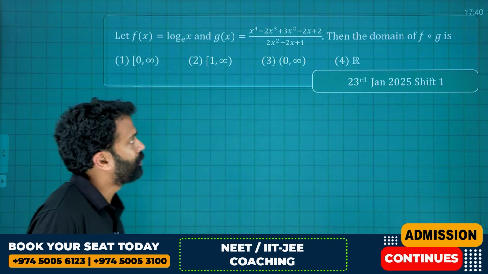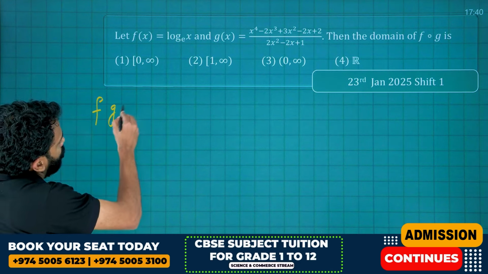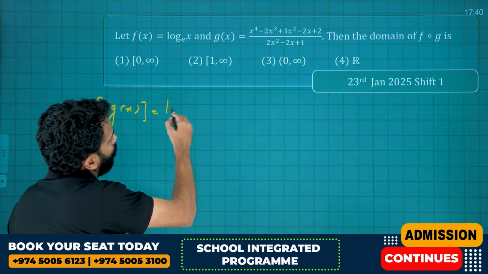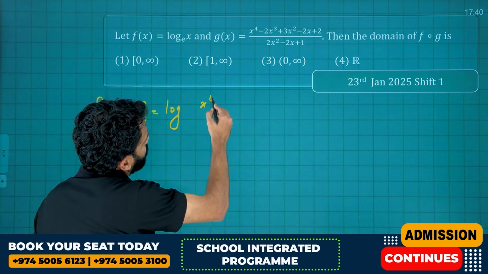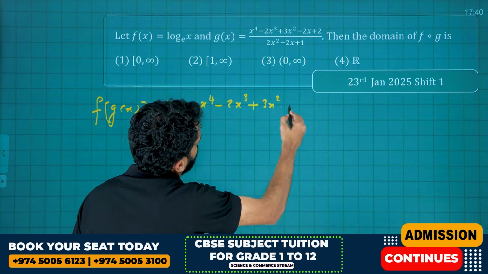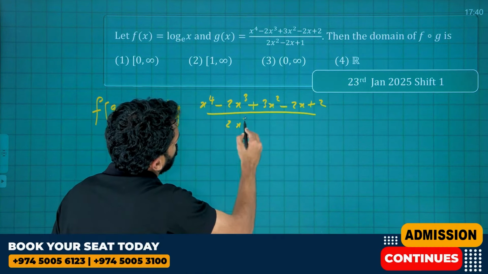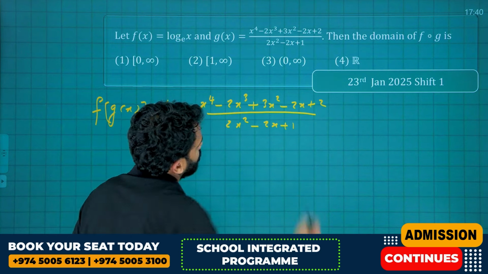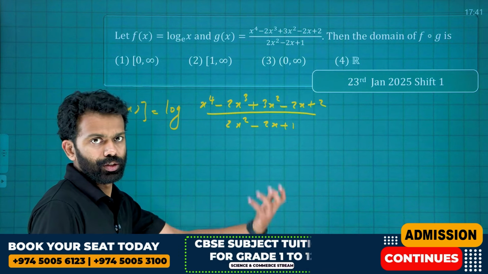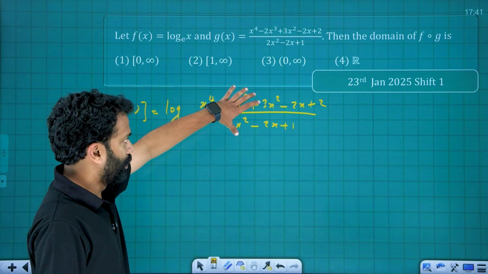Okay, let's find f of g first. So f of g of x will be log of x raised to 4 minus 2x cube plus 3x square minus 2x plus 2, divided by 2x square minus 2x plus 1. We know that the domain of log should be greater than 0. We cannot substitute a value which makes it negative.